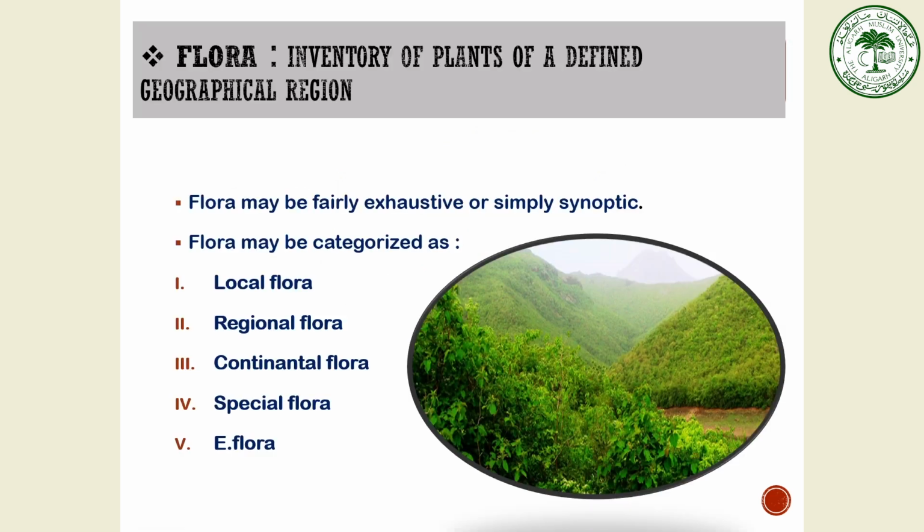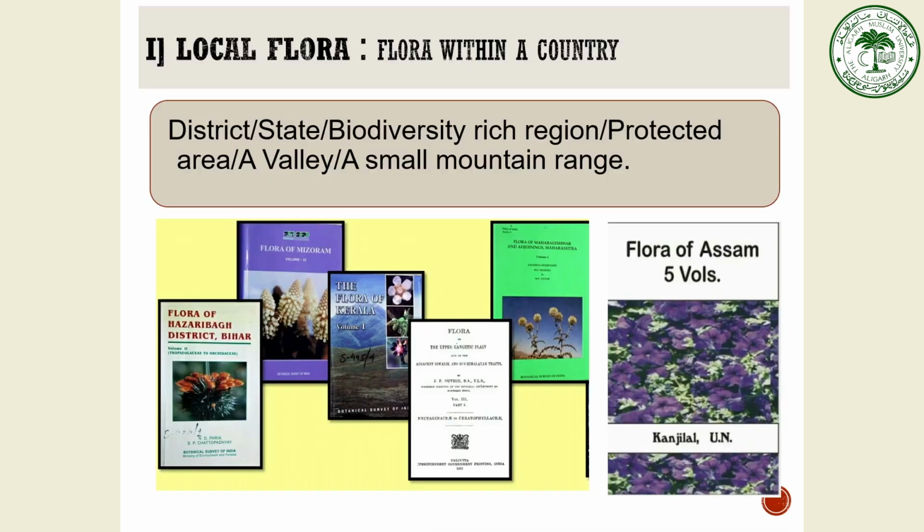So if you see, these are the types of floras and how to write a flora. The inventory of a flora is for a detailed geographical region, so it may also be divided into different regions. It may act as a local, regional, continental, special or E-flora. Local flora means district, state or particular regional flora, like flora of Hazaribagh district of Bihar, flora of Assam, flora of Kerala, flora of Mizoram. These are particular district, state or region wise floras.